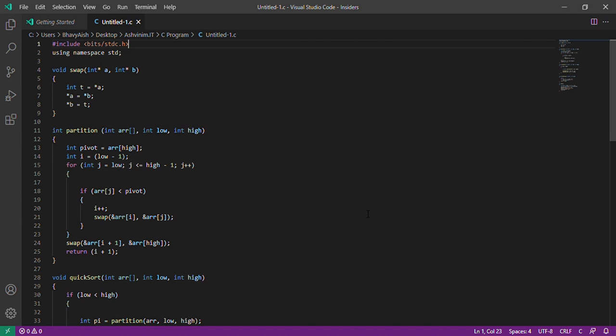The target of partition is, given an array and an element x of the array as pivot, put x at its correct position in the sorted array, and put all elements smaller than x before x, and put all elements greater than x after x. All this should be done in linear time. In the partition algorithm there can be many ways to partition.